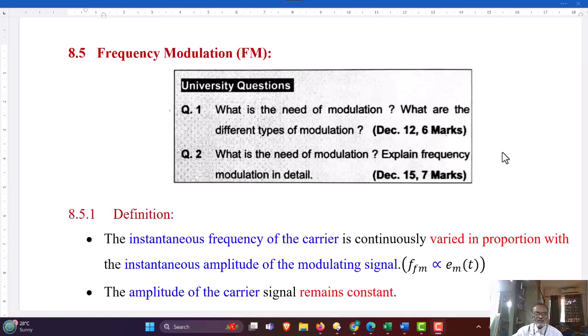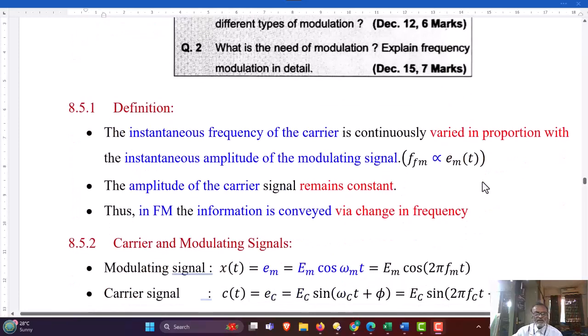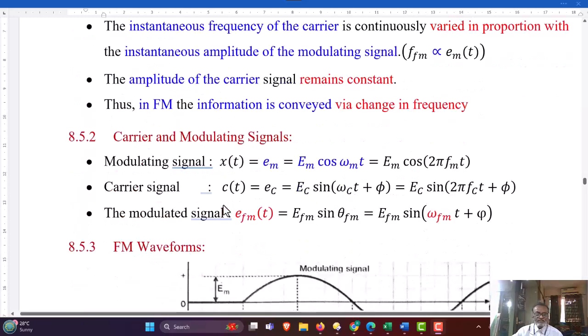Today our focus is on another modulation technique called frequency modulation. In frequency modulation, the instantaneous frequency of the carrier signal is made proportional to the instantaneous value of the modulating signal. The amplitude of the carrier signal remains constant in FM, whereas the variation in the frequency contains the information.